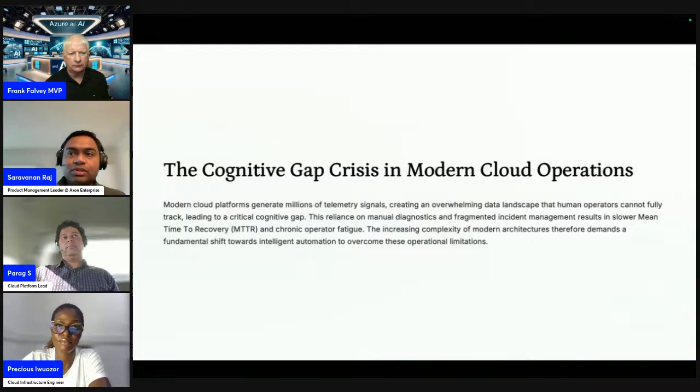I would rather focus on building and architecting versus constantly maintaining this manual, complex architecture that only grows over time, with an overwhelming number of cloud microservices that need to talk to each other. There are a lot of telemetry signals that need to be parsed through, and there is an overwhelming data landscape that human operators cannot fully track. So that's the problem statement.